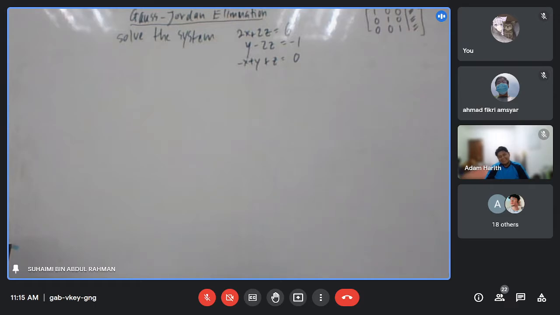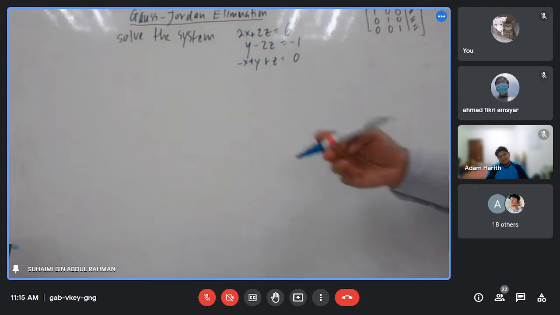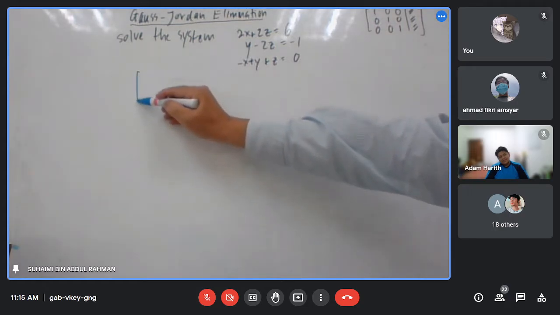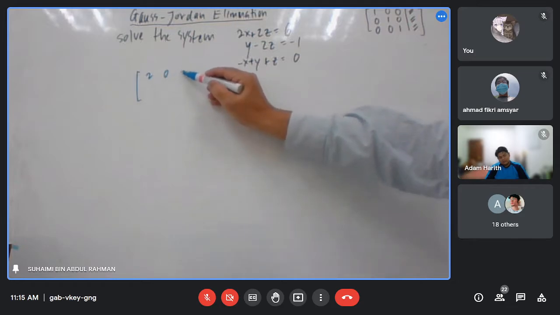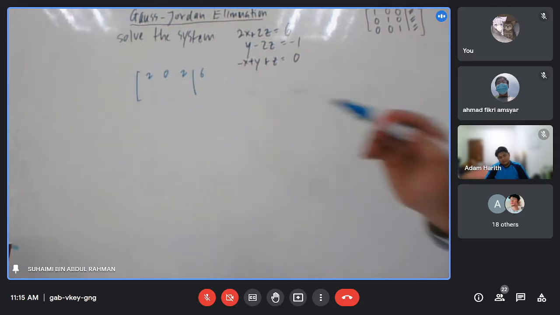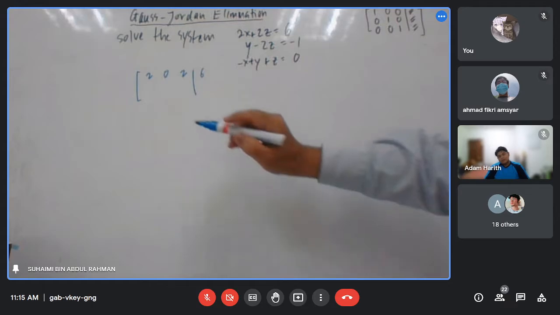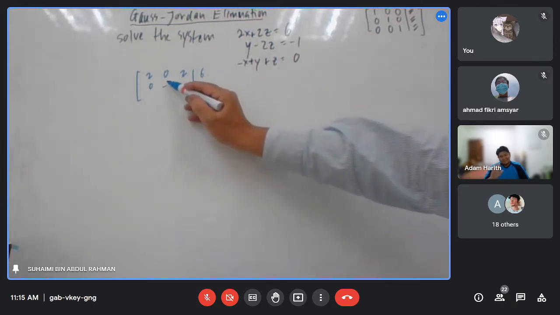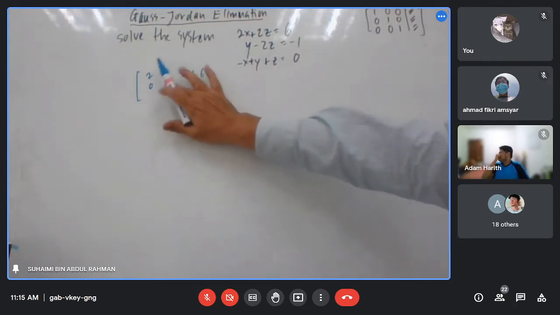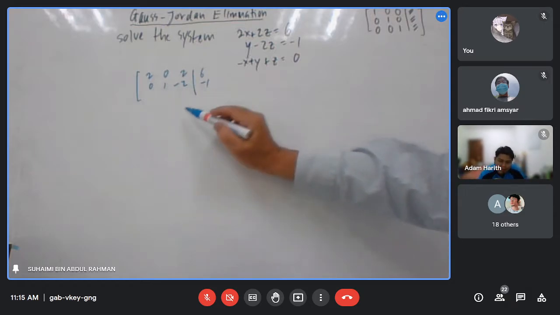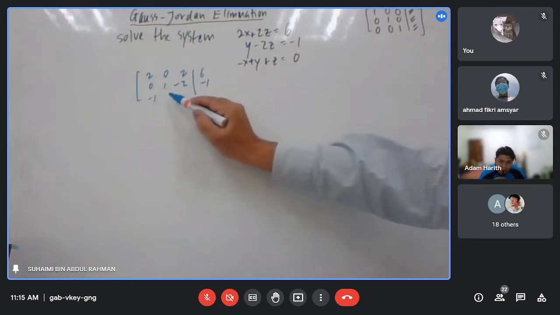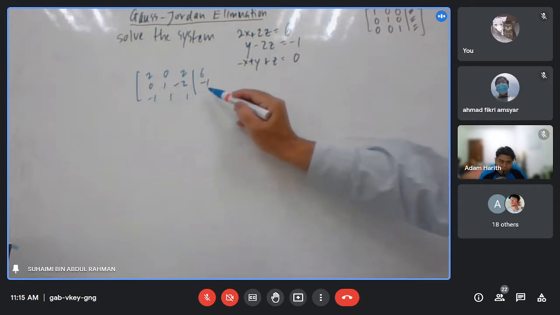So we transform into the augmented matrix: 2, 0, 2, 6; 0, 1, minus 2, minus 1; minus 1, 1, 1, 0.